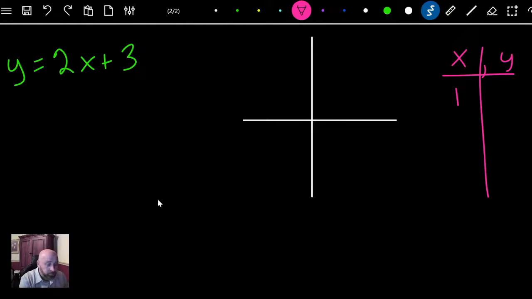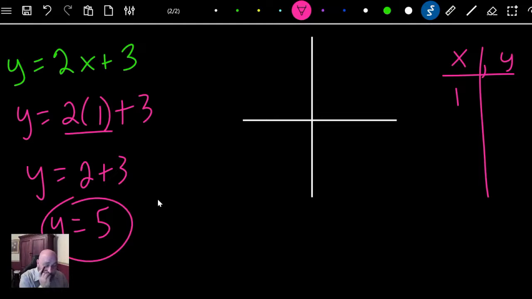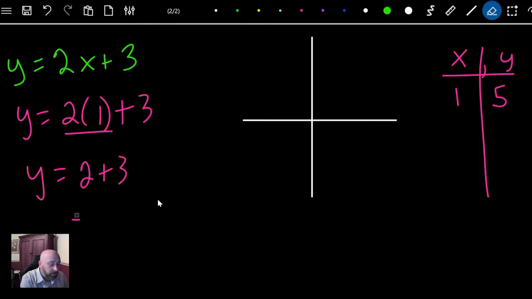Okay. So 1. Use little numbers. Trust me. So notice this is on the X side. And so we're going to plug 1 in for our X. So we're going to get Y equals 2 times 1 plus 3. Just do the math. Y equals 2 times 1 is 2 plus 3. Y equals 5. Okay? So when X equals 1, guess what Y equals? Y equals 5.